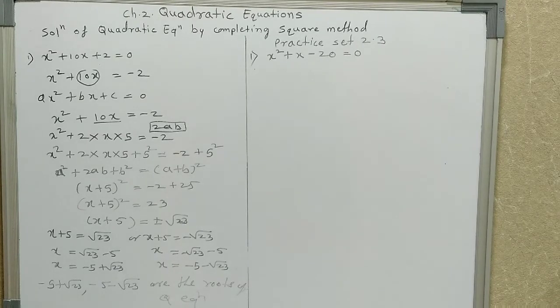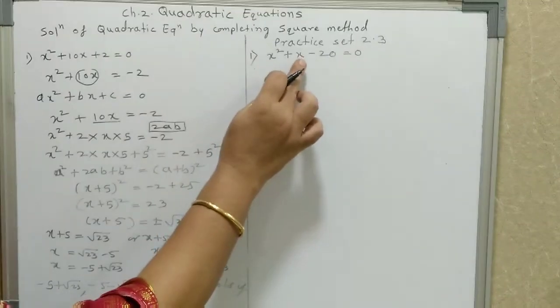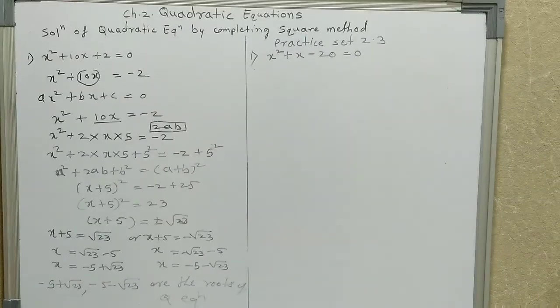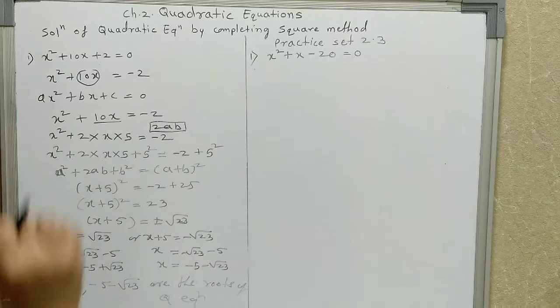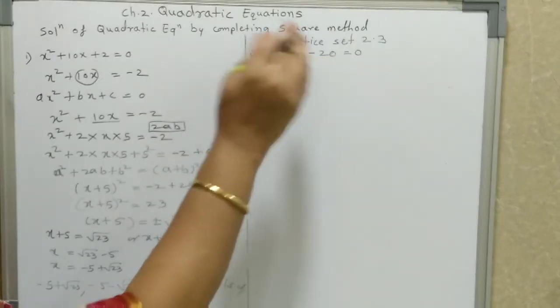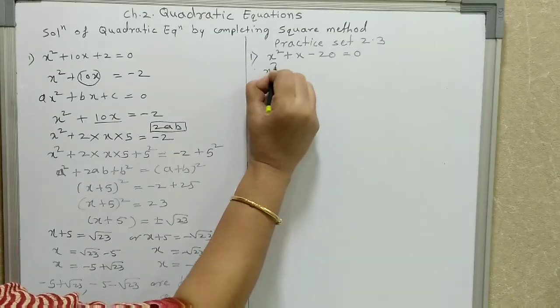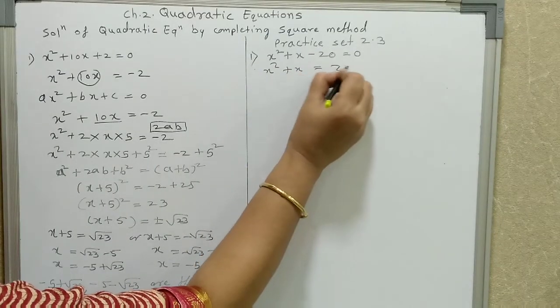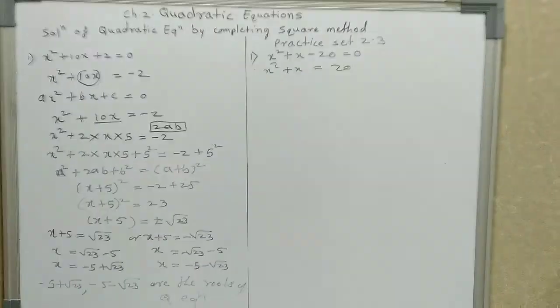Now we see practice set 2.3. First equation: x² + x - 20 = 0. We find its roots using the completing square method. First we move the constant term to the other side. The coefficient of x² is already 1, so we do not need to divide by any number. So x² + x = 20, since 20 becomes plus on the other side.